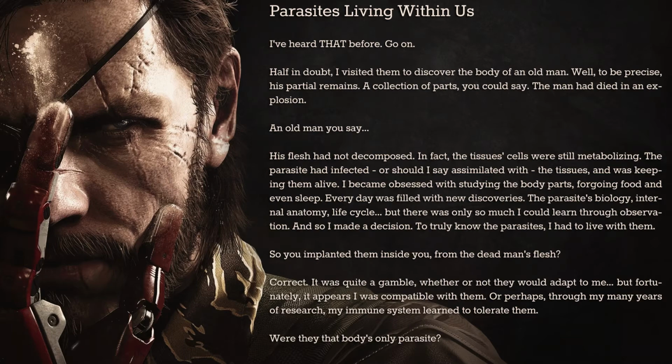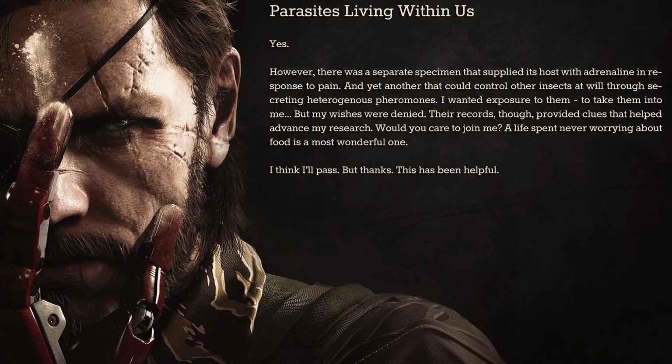Were they that body's only parasite? Yes. However, there was a separate specimen that supplied its host with adrenaline in response to pain, and yet another that could control insects at will through secreting heterogeneous pheromones. I wanted exposure to them, to take them into me, but my wishes were denied. Their records, though, provided clues that helped advance my research.